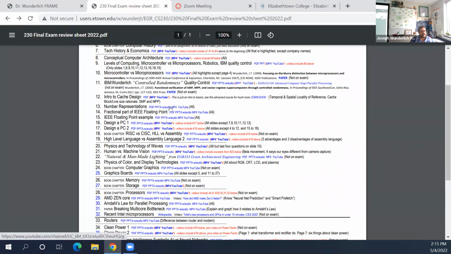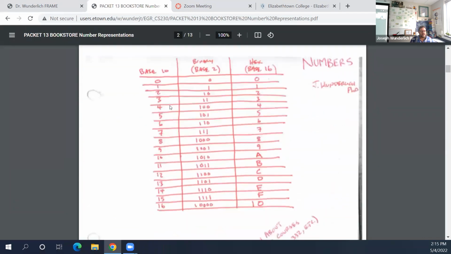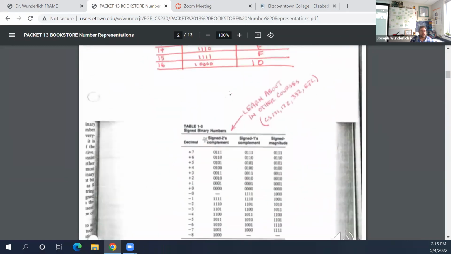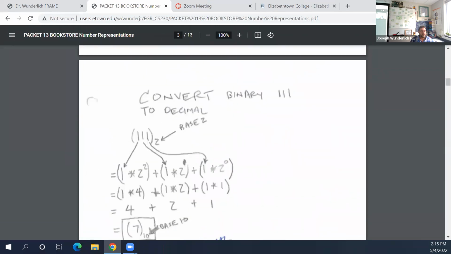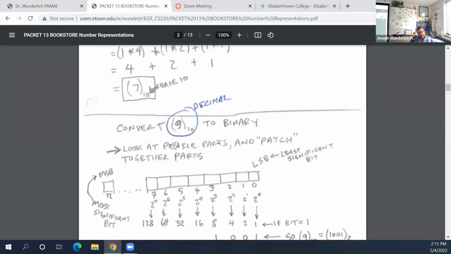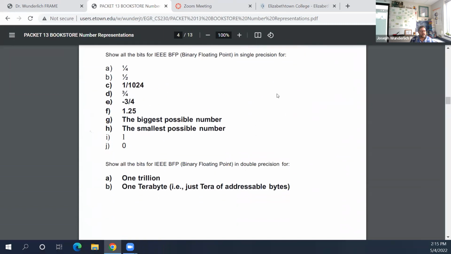Number representations, I say all in there. So you should know what ASCII is. It's not a number representation. You should know binary, you should know hex. You should know how to convert between binary and decimal. This is not the very first course in computing, so you should know how to do all this back and forth from base 10 to base binary.